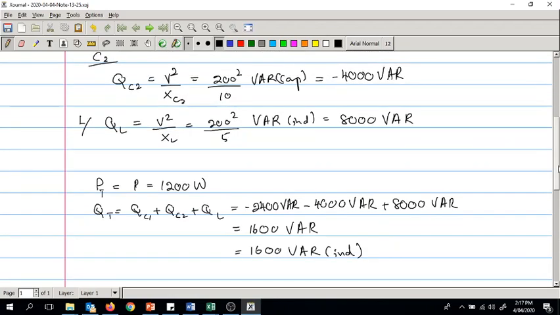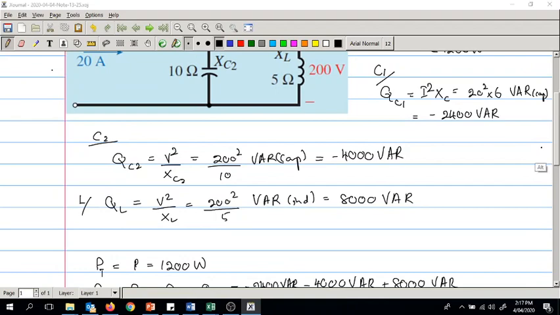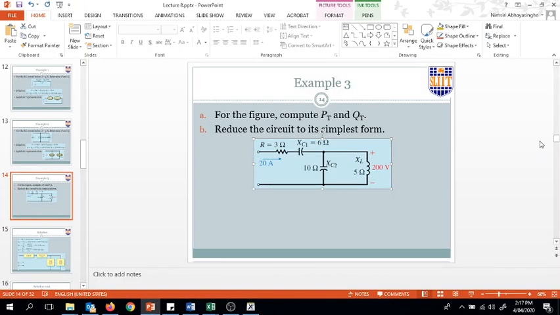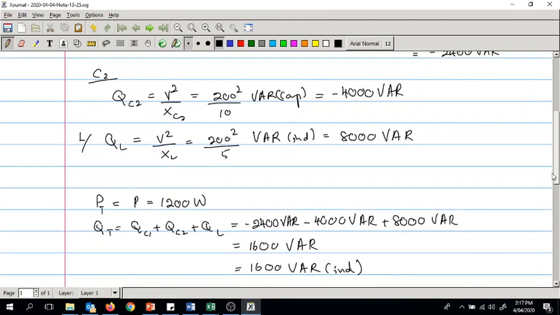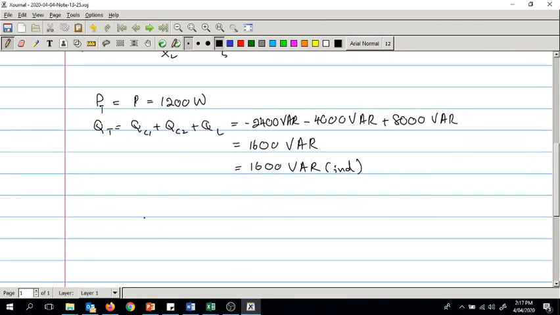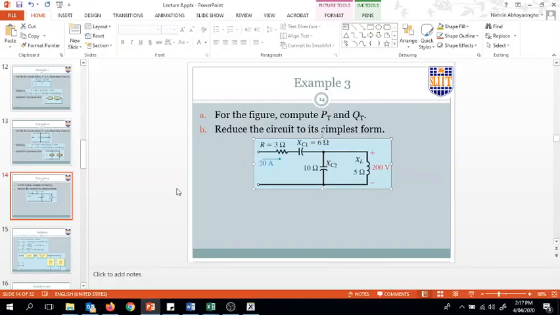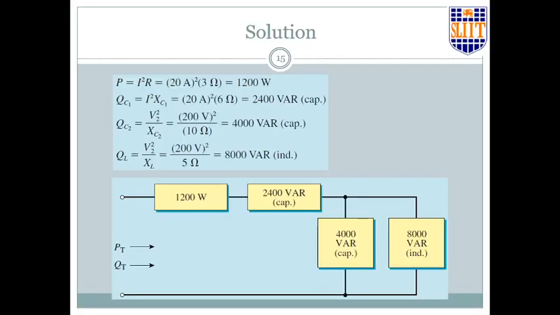Now what are they asking? The last part of the question is to reduce the circuit into its simplest form. So we know that we have some P, we have some Q. So we can model it as a series circuit if you wish, or individual components can also be written. Let's see what it is. So that is what they have done. So the simple form is this. They have done the calculations.